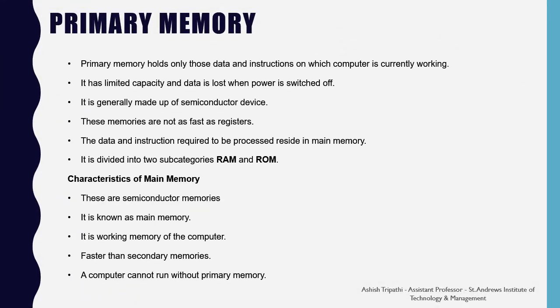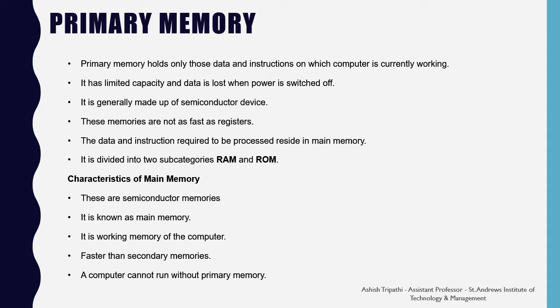Primary memory. Primary memory holds only those data and instructions on which computer is currently working. It has a limited capacity and data is lost when the power is switched off. Primary memory is generally made up of semiconductor devices. Likewise, you have the silicon, germanium, etc.